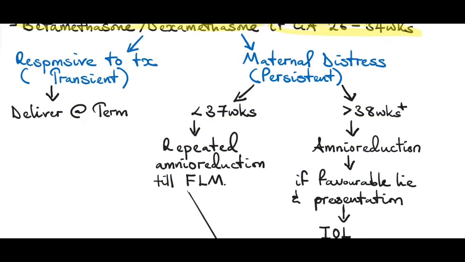Given the supportive therapy, if the patient has responded to treatment, you continue monitoring the patient but you deliver at term. However, if they've not responded to treatment and there's maternal distress and the gestation age is less than 37 weeks, you do repeated amnioreduction till fetal lung maturity occurs. Amnioreduction is done through amniocentesis. So what you're trying to do here is to buy time until there's fetal lung maturity.